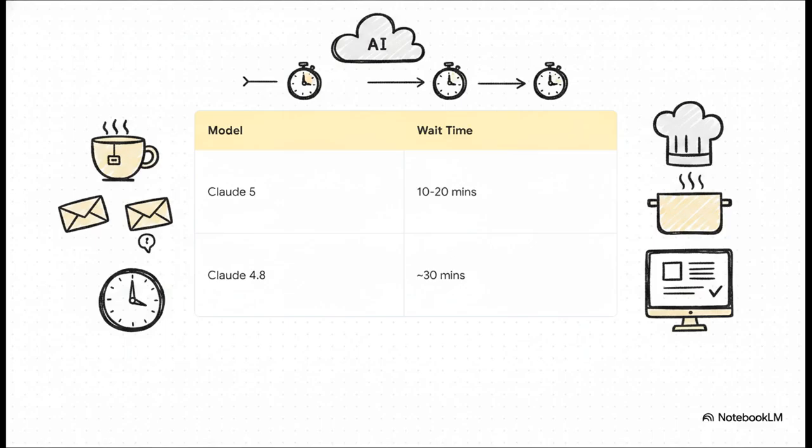Well, if you're using Claude Fable 4.8, you're looking at about a 30-minute wait. But upgrading to the newer Claude 5 cuts that almost in half, bringing it down to just 10 to 20 minutes. But honestly, either way, the true beauty of this system is that it's completely passive time. You don't have to sit there staring at a loading bar. You can just walk away, grab a cup of coffee, or finally catch up on some emails while the AI carefully cooks your presentation for you.